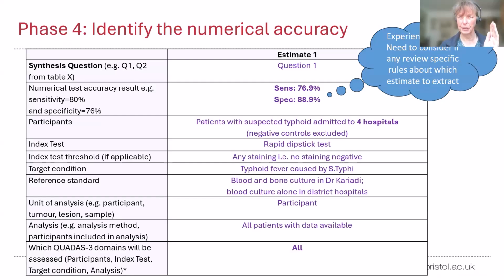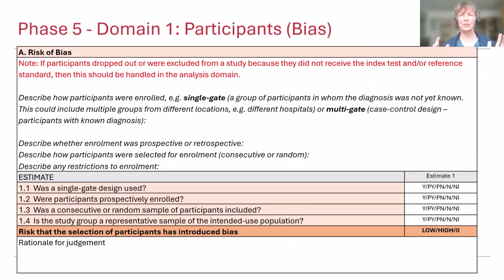Okay, just to help you really focus on what's going on in the paper. And then we come on to phase 5. This is where you've already got your questions, your ideal trial design, and your flow chart, and you've worked out which estimates you're going to assess the risk of bias for.